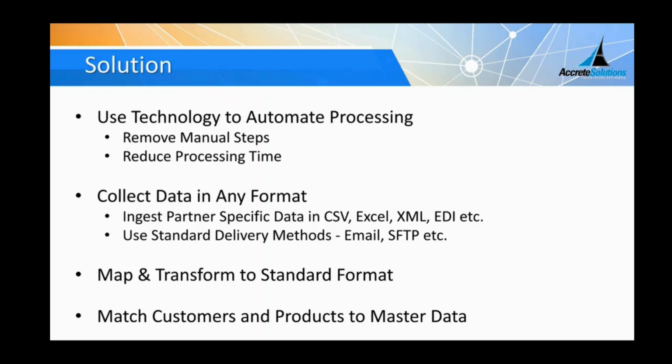And another requirement is, the system has to be able to map and transform this data in various formats into a standard format, so that you can load that into some kind of database for processing. And then matching customers and products to master data. This is a big piece because the bill-to and the ship-to are how it's represented in the channel partner systems, and you want to match that to the company's information system.